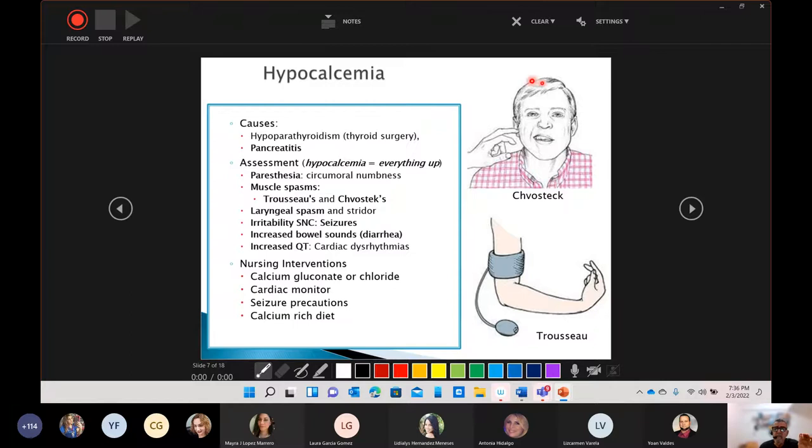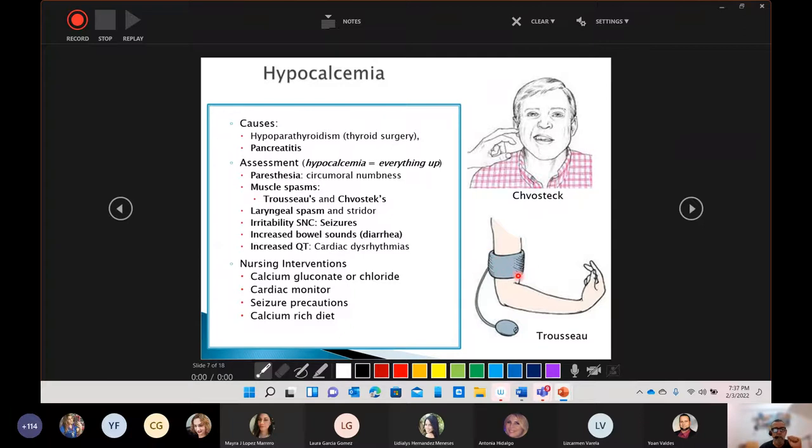So you need to be able to see a picture like this, in which an examiner is tapping the face in front of the ear, and the patient develops an involuntary contraction of the side of the face, a twitch of the face. And the Trousseau sign occurs when there is ischemia induced in the arm. And how do we induce ischemia in the arm? Very simple. Checking the blood pressure.